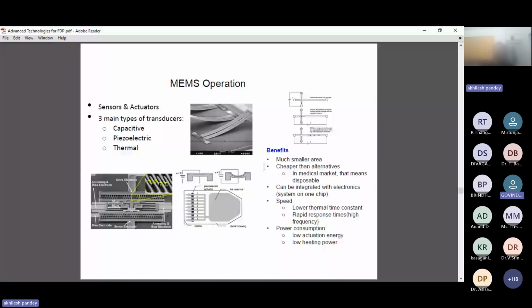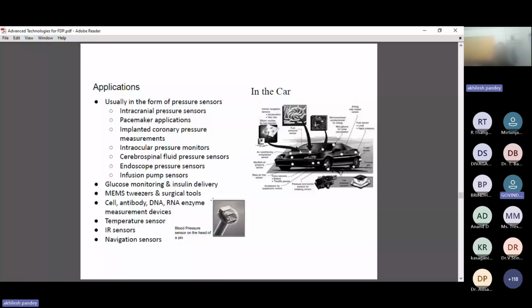The basic benefits of MEMS operation are a much smaller area, cheaper alternatives, use in the medical market, and integration with electronic systems. Its benefits include speed, lower thermal time constant, rapid response time, low power consumption, low actuation energy, and low heating power. Now, the application of MEMS is usually in the form of pressure sensors. It is widely used in medical applications.